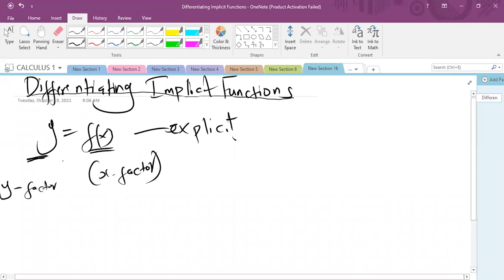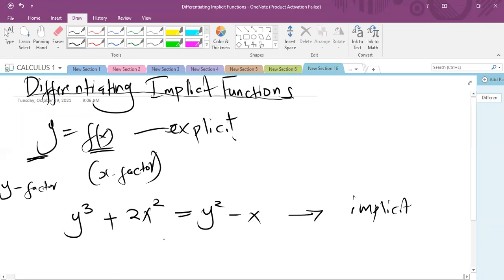However, if you have a function which has been written in such a way that the x and the y factors are combined such that separating them is kind of hard. Let's say, for example, you have something like y cubed plus 2x squared is equal to y squared minus x. Such a function is called an implicit function. It's been written in such a way that if you want to make y the subject of the formula, it's kind of impossible. You bring this here, but you'll not be able to make y the subject of the formula. So such a function is called an implicit function. And today we want to look at how to differentiate an implicit function.